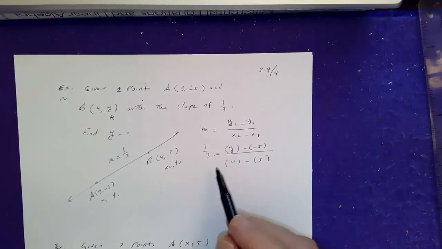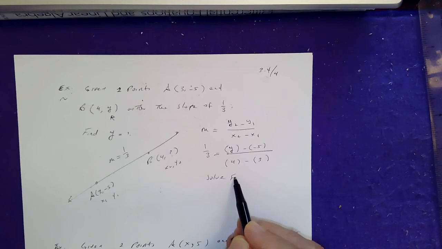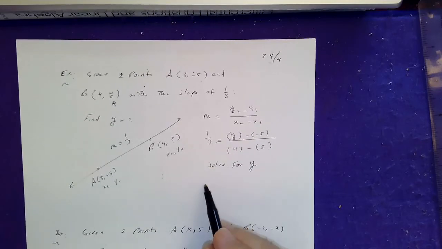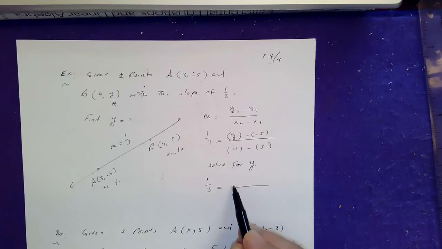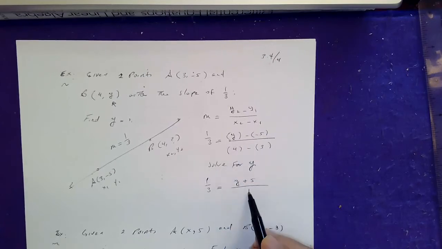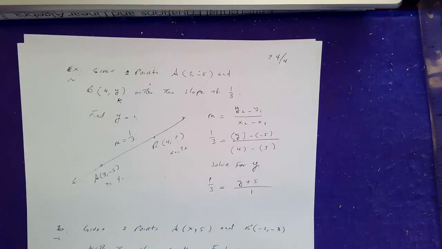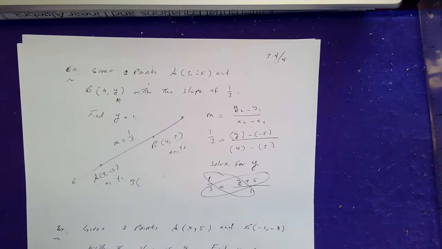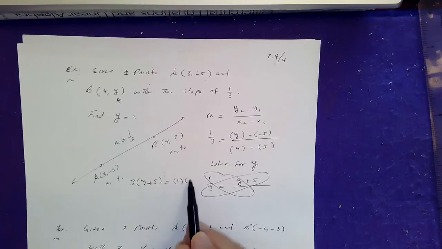So my job is what? Solve for y. How do I do that? Well, you get 1/3 equals y plus 5 over... negative times negative is positive, 4 minus 3 is 1. So now because I have one fraction on the left, one fraction on the right, I'm going to cross multiply like so. So I'm going to get 3 times (y plus 5) equals 1 times 1.